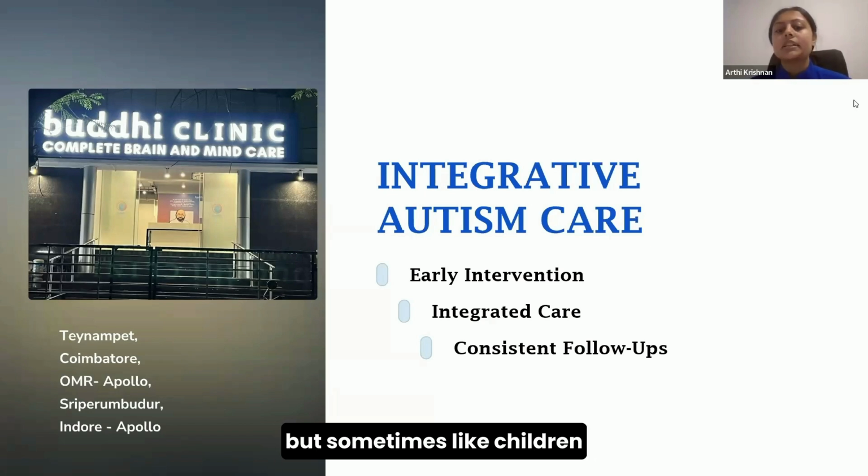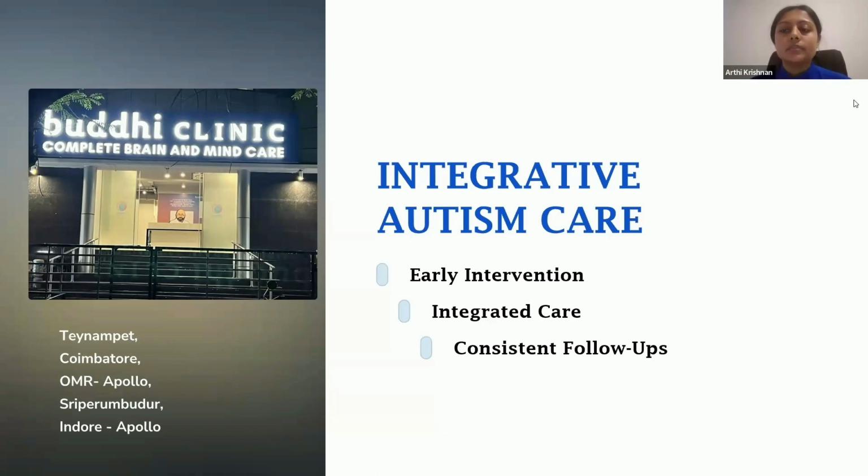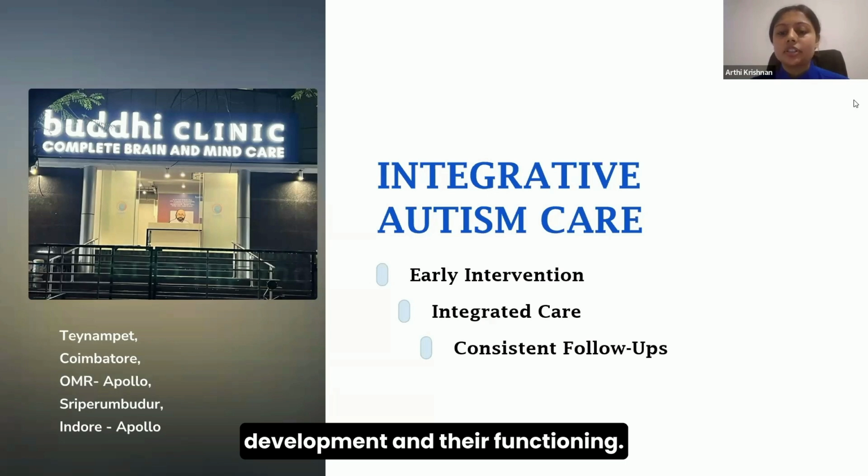But sometimes children come in at a later stage. For example, they come in when they are 10 or 11 years old or 12 years old. Even then, some intervention is better than no intervention, right? So even in children and adolescents who come in late, we can work well with them and enhance their development and their functioning.